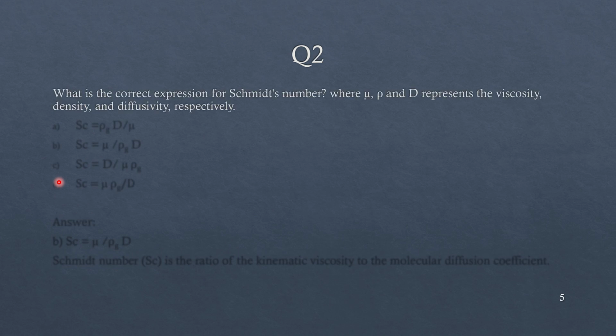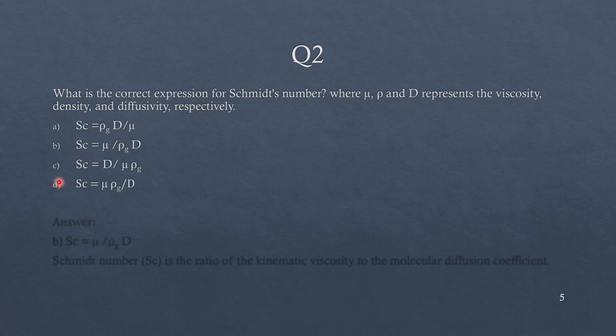In question 2, it is asked what is the correct expression for the Schmidt number, where mu, rho and D represent the viscosity, density and diffusivity respectively. Option A, the Schmidt number is equal to rho g D by mu. Option B, mu by rho g D. Option C, D by mu g rho. Option D, mu rho g by D.